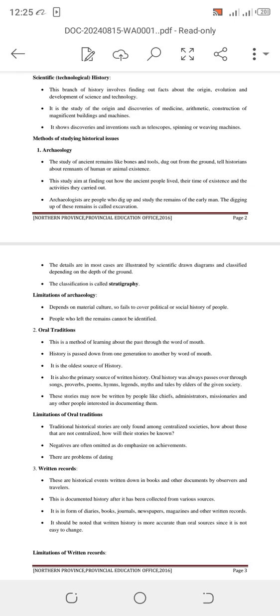Okay. Then the other method of learning about history is oral tradition. Now, what is oral tradition? I don't know if you've been in contact with grandmothers or great grandmothers. Let's say you want to learn about independence. You can learn about independence in a few ways. So one of the ways is by oral tradition.